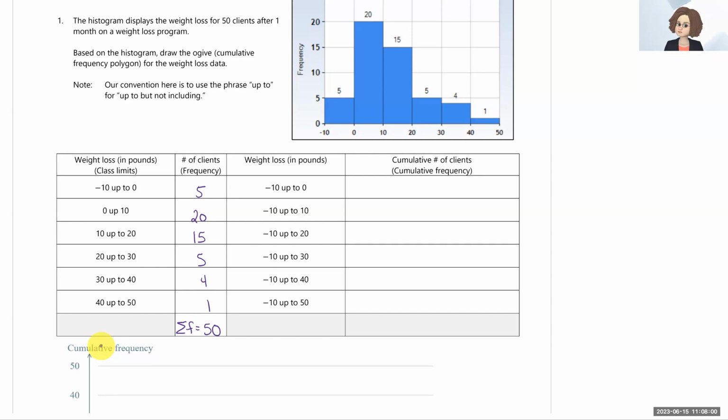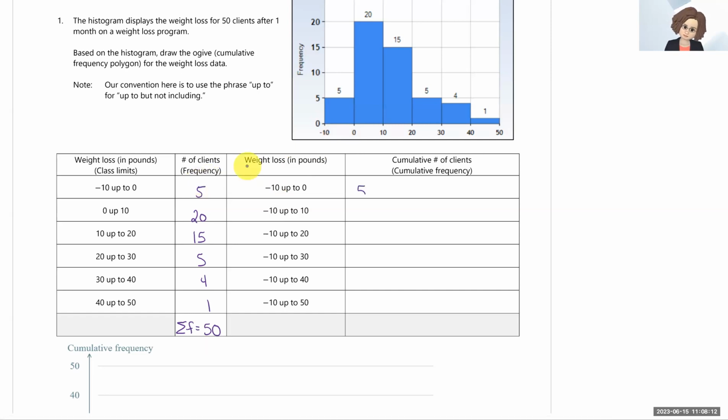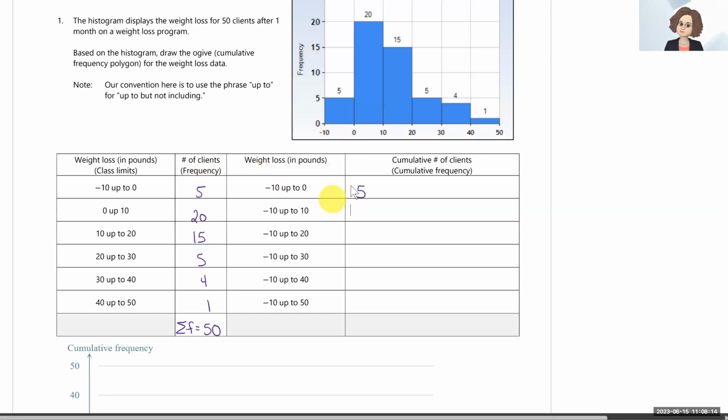And now let's talk about cumulative number of clients, so cumulative frequency. What we do is we start with everybody that lost negative 10 up to 0 pounds. We start with our 5 people. And then for the next cumulative frequency, we start at negative 10 pounds, and we're going to include now not just the 5 people, but as well, if we go all the way up to 10 pounds.